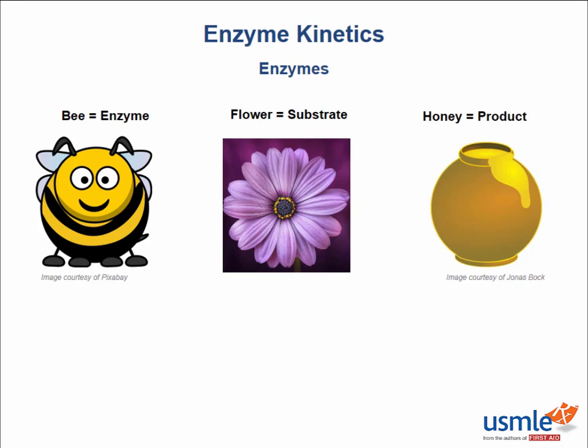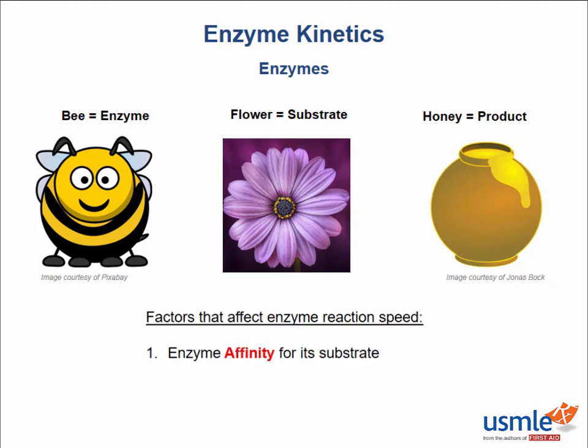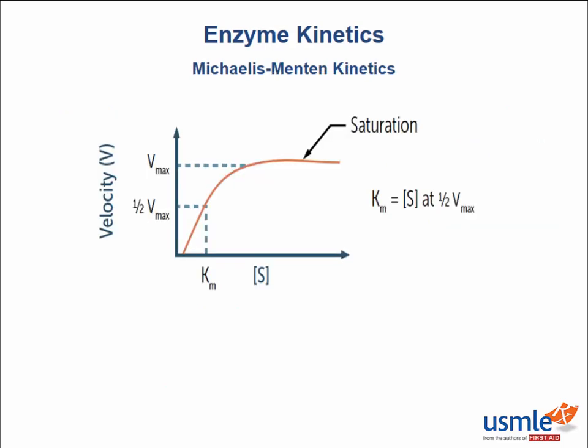As you may remember from chemistry, the rate or speed of enzyme reactions depends on a few factors. One, the affinity of an enzyme for its substrate, or in other words, how well the bee can find and attach to the flower. And two, the enzyme concentration, or how many functional enzymes are around to produce product per unit time. In other words, the more healthy bees around, the more honey produced per unit time. Now let's apply our analogy to a couple of high-yield graphs.